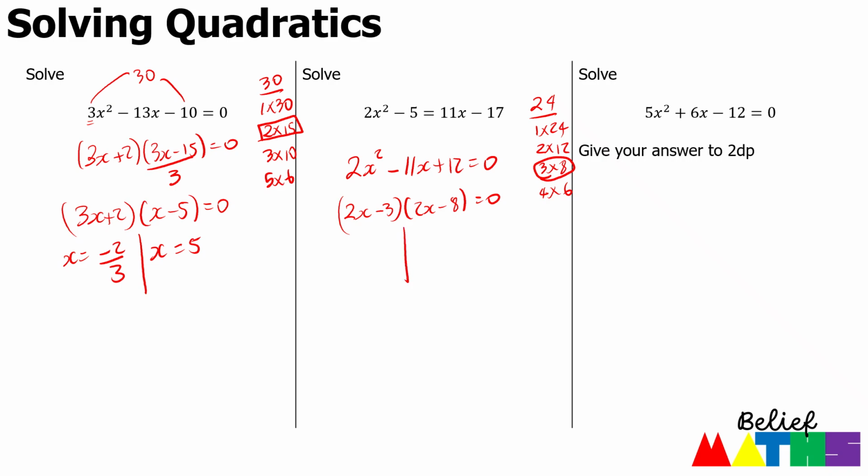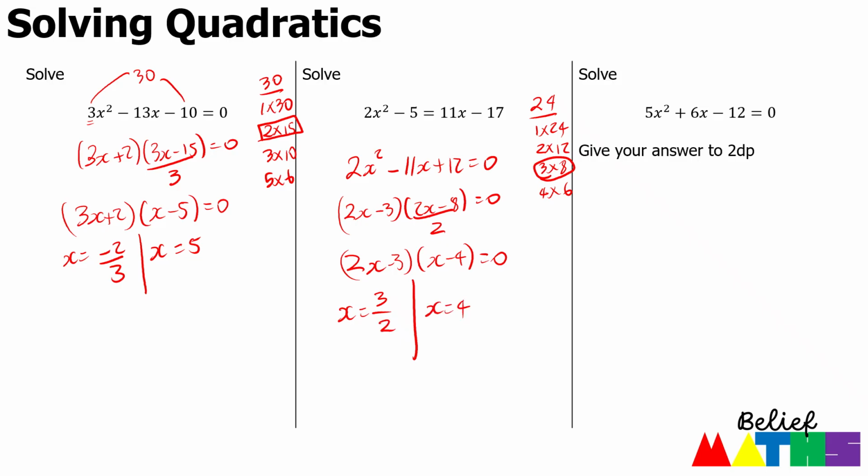And then solving that, sorry, before we do that, remember we have to divide by 2. So we divide the second one by 2, and we get 2x minus 3 and x minus 4 equals 0. We then separate that out. x equals 3 over 2 and x equals 4.